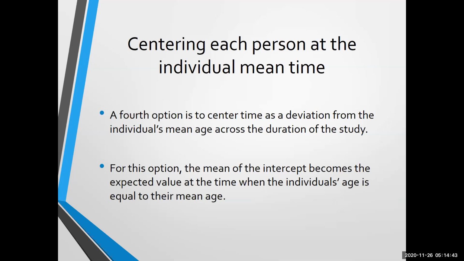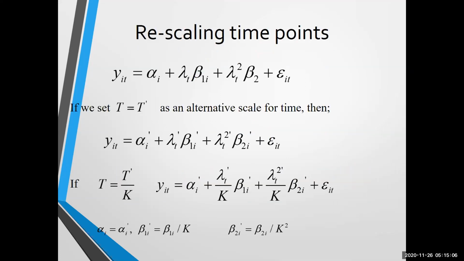And you can center at the individual mean time. So, for example, if you offer an intervention, you can take the mean age at the time of the intervention and then use that for centering. And the mean of the intercept becomes the expected value at the time when the individual age is equal to the mean age. Now, centering will not affect model fit because those are mathematically equivalent.